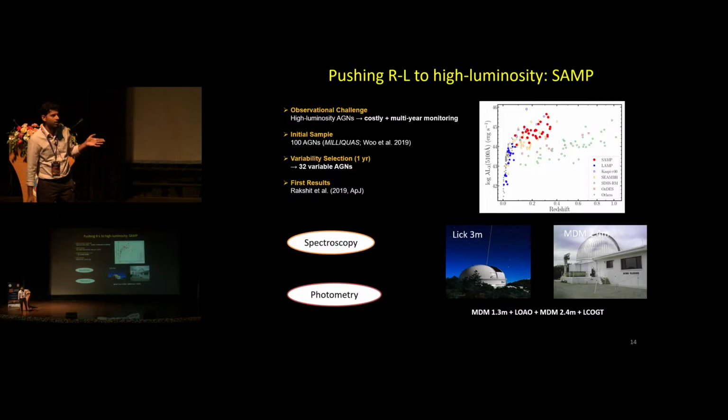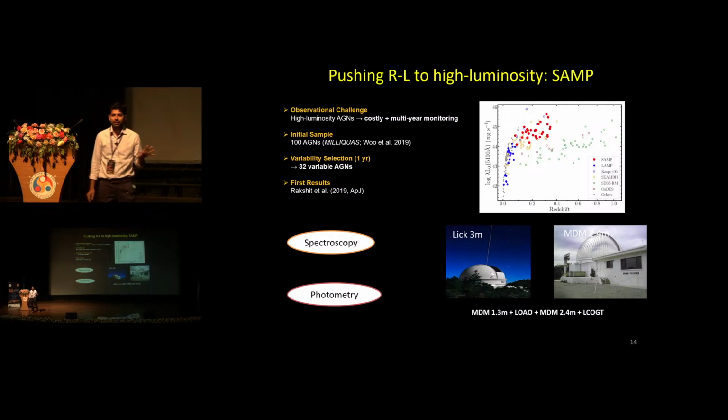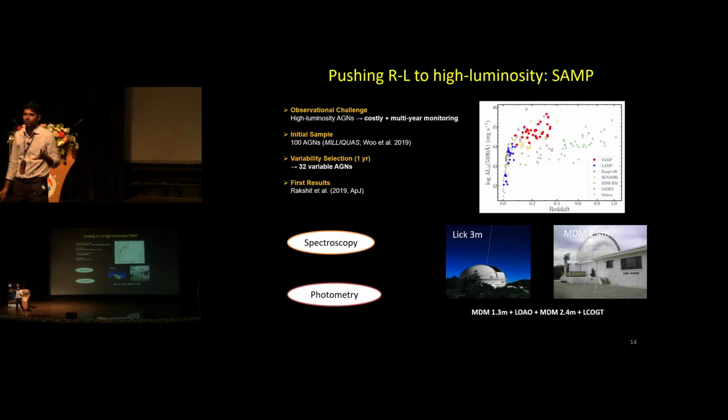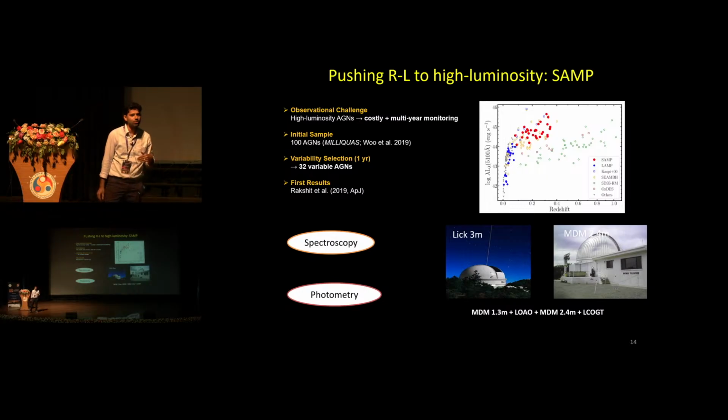because the high luminosity end is the domain where JWST is working. But for this high luminosity region you need longer monitoring over the years, let us say 5 to 10 years of monitoring, and that makes things complicated. But we did this, pushing RL to the high luminosity end.